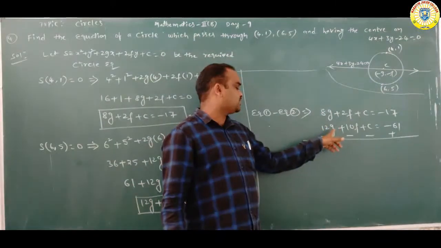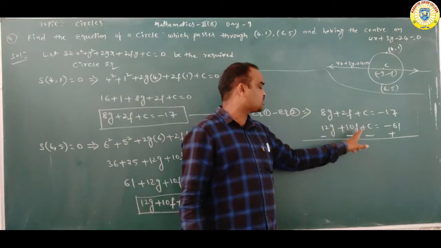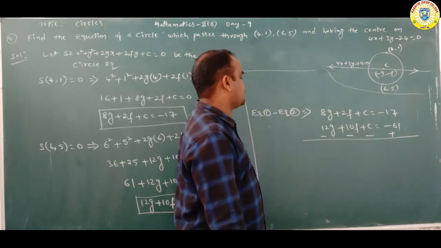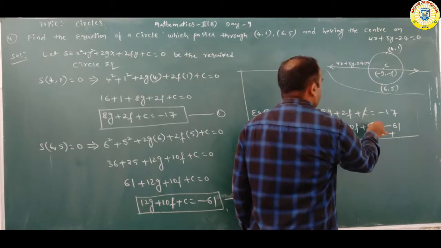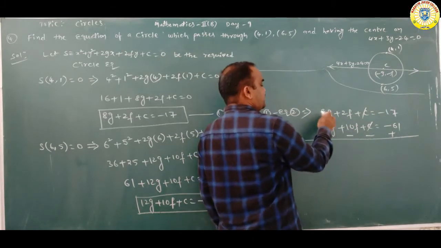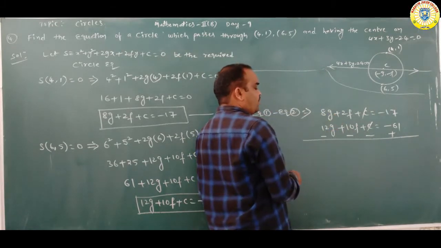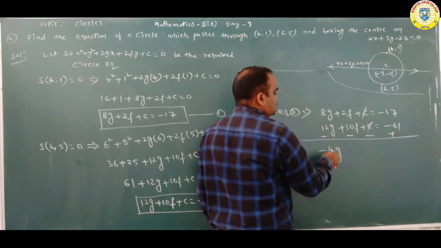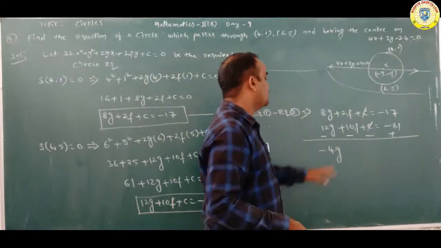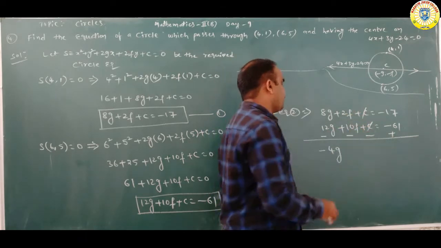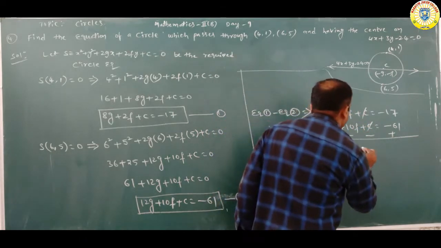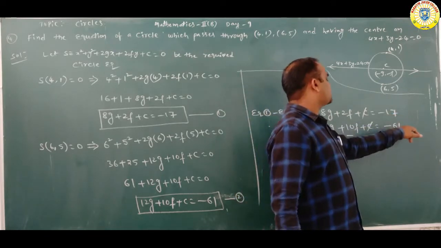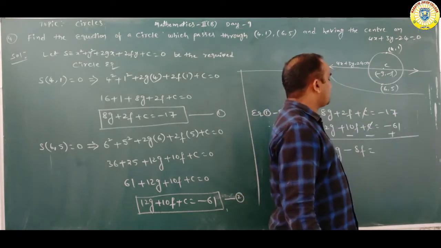That is plus 12 minus 12, plus c minus 61 plus 61. Here, by observation, plus c minus c cancel out. 8g minus 12g, what is the answer? Minus 4g. 8g minus 12g is nothing but minus 4g. 2f minus 10f, what is the answer? Minus 8f is equal to, here, plus 61 minus 17.